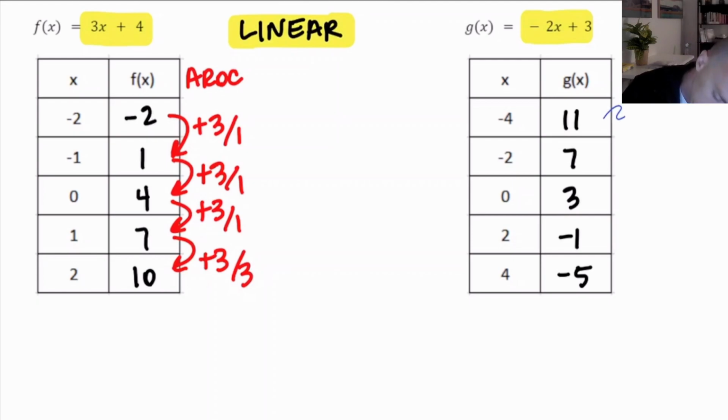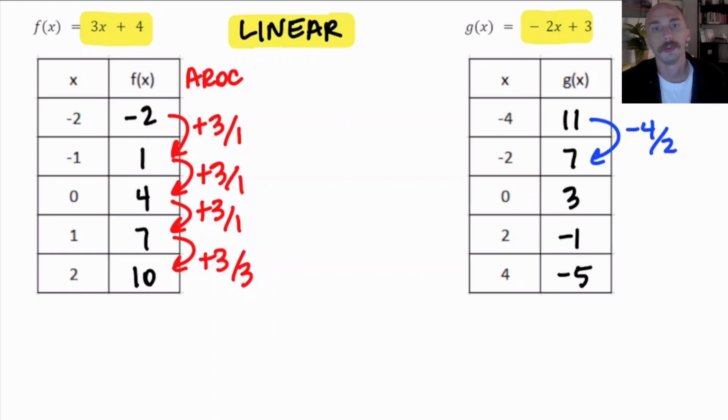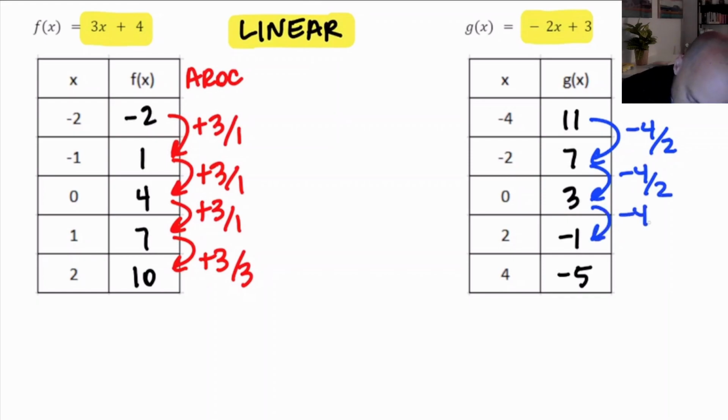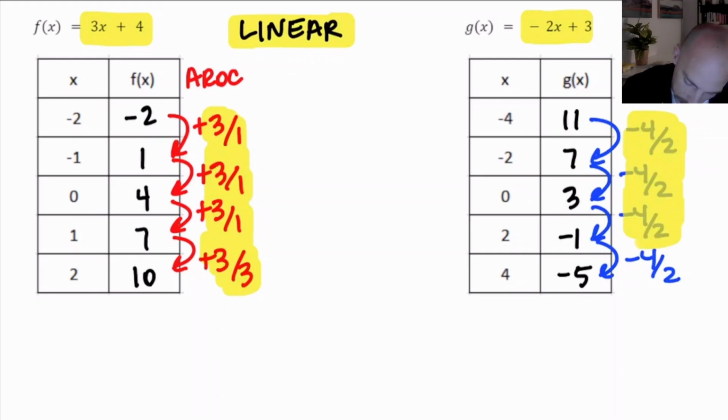And then the same thing will happen over on the right. Over here we see 11 to 7, that's a decrease of 4. But if we divide by the width of the x interval, we'll get -4/2, that same -2, that's the slope of the line. And the same thing over here: -4, width of 2, -4, width of 2, and so on. So really just showing you that you're going to get a constant average rate of change. The average rate of change is going to be the same on every interval.